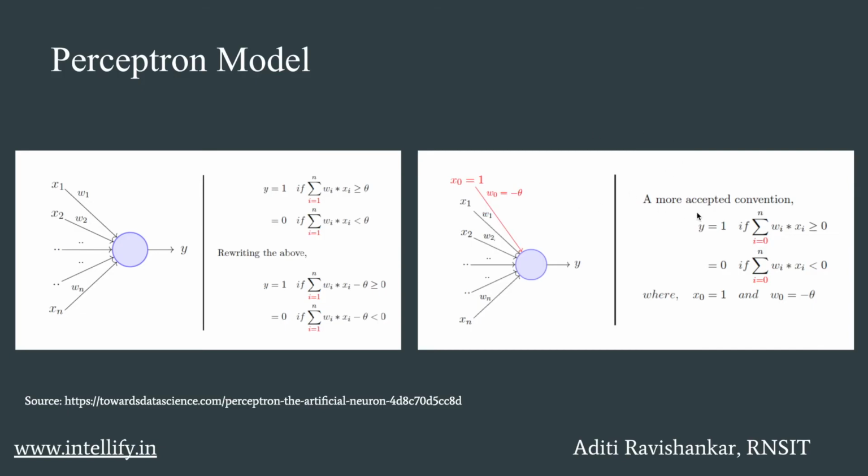Okay, so more accepted convention. Since now that we've introduced x0 and w0, a more accepted convention of the same equation is y is equal to 1 if this summation of the weighted inputs is greater than or equal to 0. Look at this summation, i is equal to 0 to n. Over here you wrote 1 to n. Now that we've introduced x0 and w0, we're writing i is equal to 0 to n, wixi greater than or equal to 0, and 0 if this summation is less than 0, where x0 is equal to 1 and w0 is equal to minus theta. So w0 is equal to minus theta.